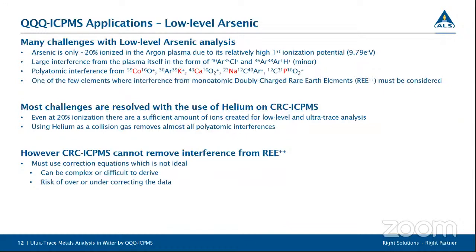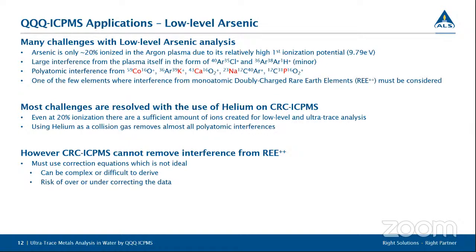Unlike cadmium at mass 111, at mass 75, arsenic can have interference from doubly charged rare earth elements. The polyatomic interference poses the biggest concern for low-level arsenic analysis. The fact that arsenic is only 20% ionized is not ideal, but there are still more than enough ions to work with.